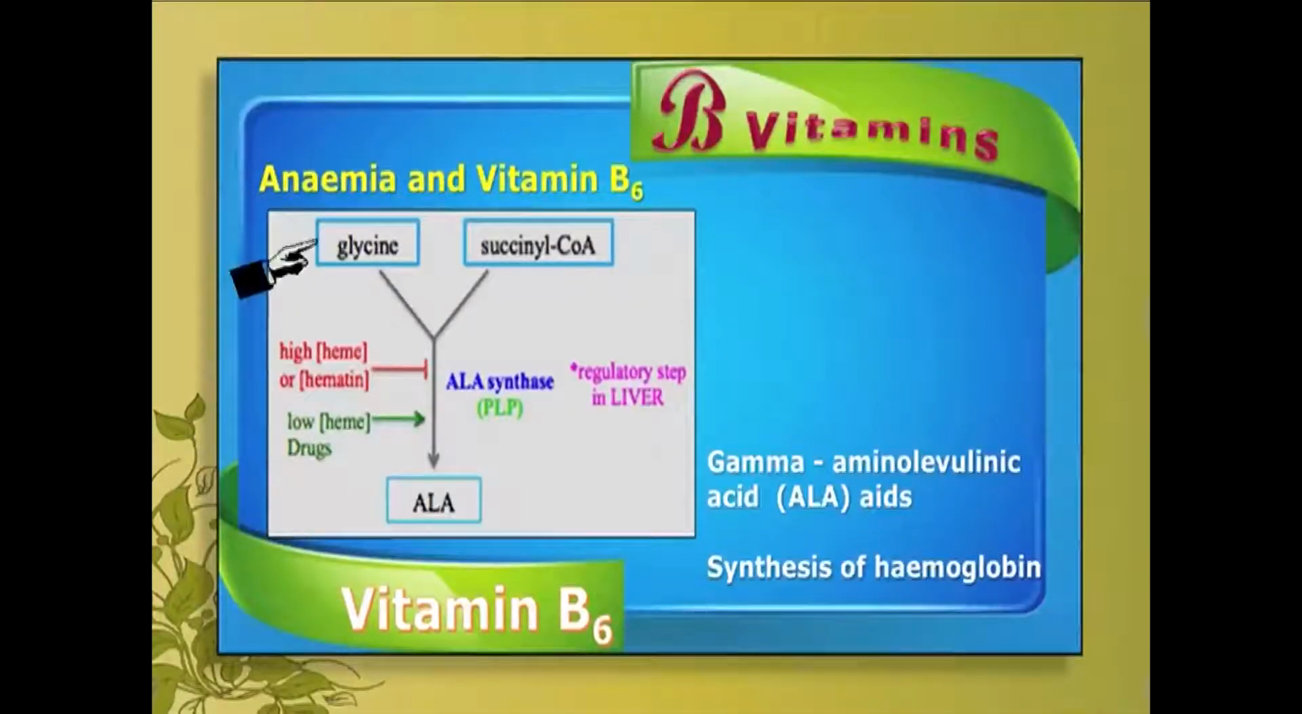As I told you, vitamin B6 deficiency leads to anemia. This is because inside our body, glycine and succinyl-CoA get combined to produce ALA or gamma amino levulinic acid, and the enzyme responsible for this reaction is called ALA synthase, which requires PLP for its function. And ALA or amino levulinic acid is directly responsible for the synthesis of heme moiety, the important part of hemoglobin.